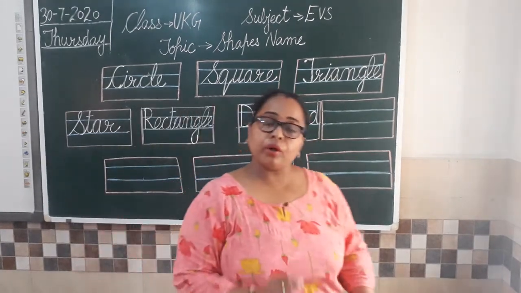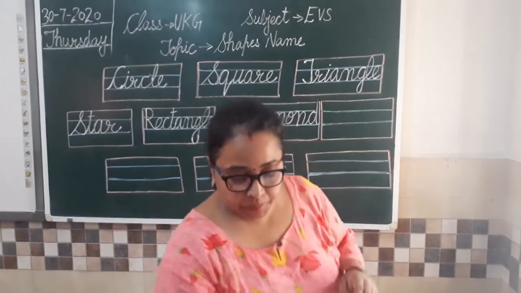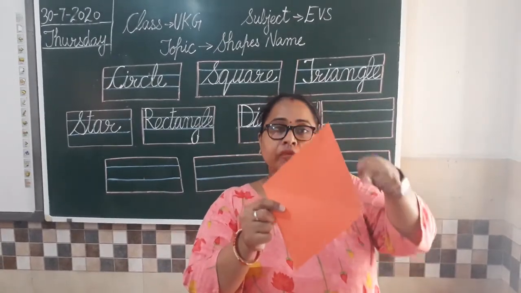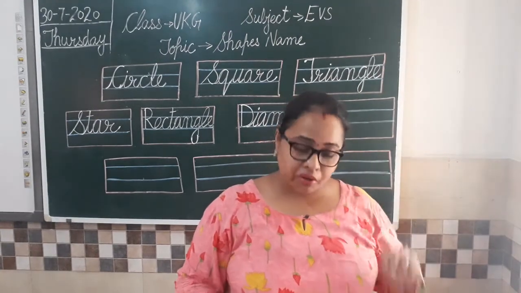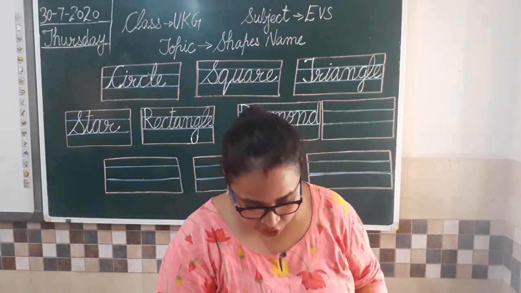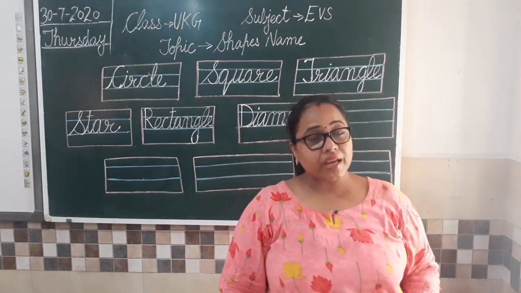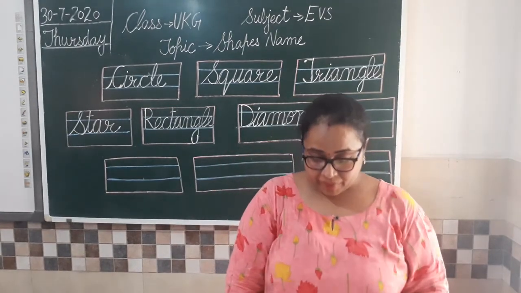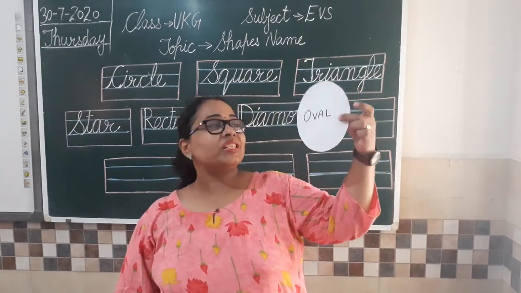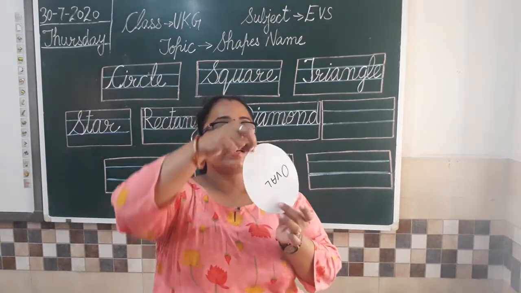Clear? Diamond also has four sides. See? Diamond ke sides 1, 2, 3, 4. So diamond has four sides. Now, moving to the next shape. So can you tell me which can be the next shape? It's a oval shape. Yes.